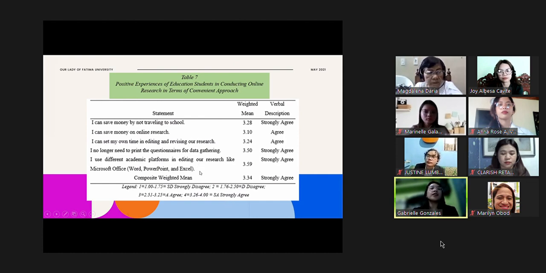The composite weighted mean in terms of convenient approach is 3.34, and the verbal description is strongly agree. Next.